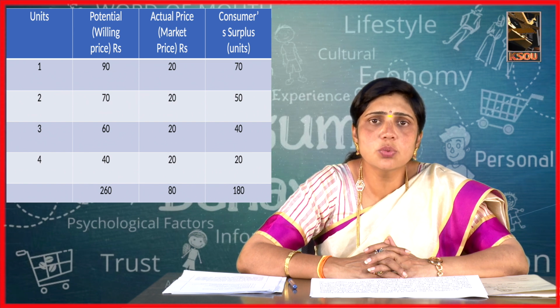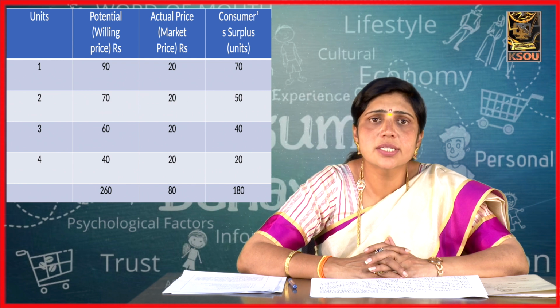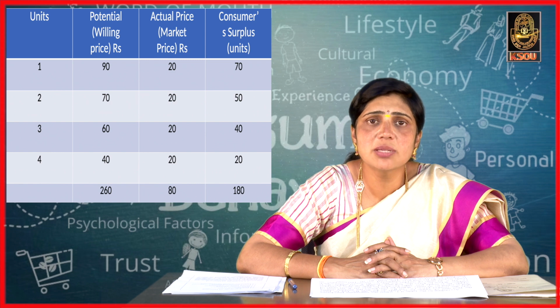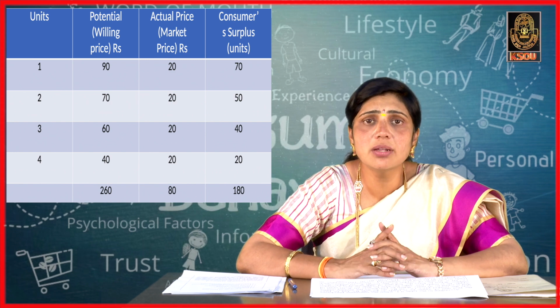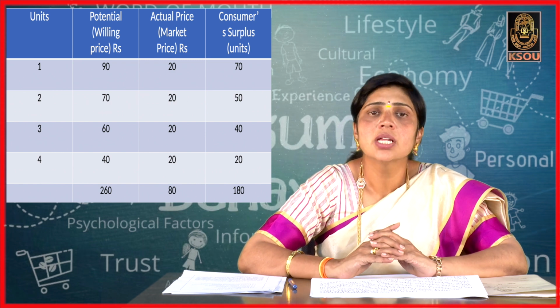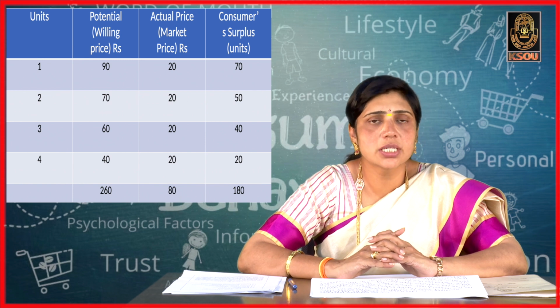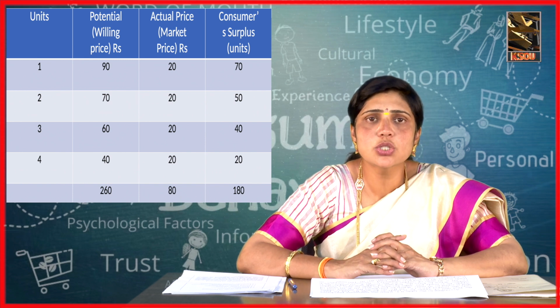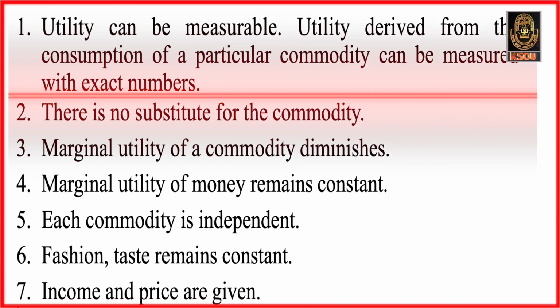The total consumer surplus in purchasing 4 units of apple is 70 plus 50 plus 40 plus 20, which is equal to 180 units. This law of consumer surplus is based on assumptions. Consumer surplus is based on some important assumptions. First one, utility can be measured. Utility derived from the consumption of a particular commodity can be measured with exact numbers.